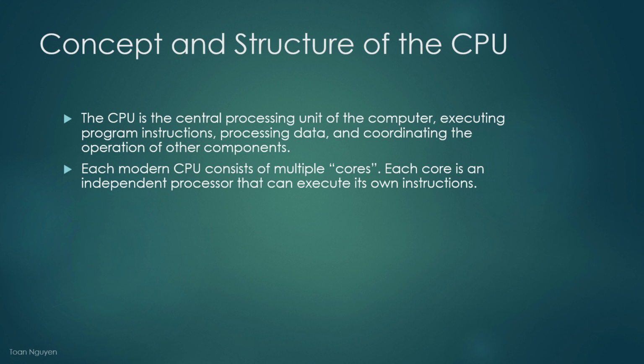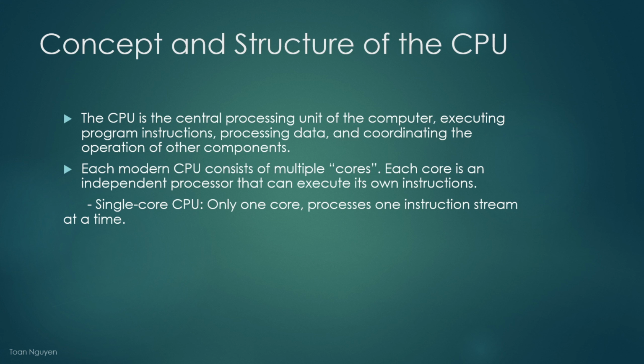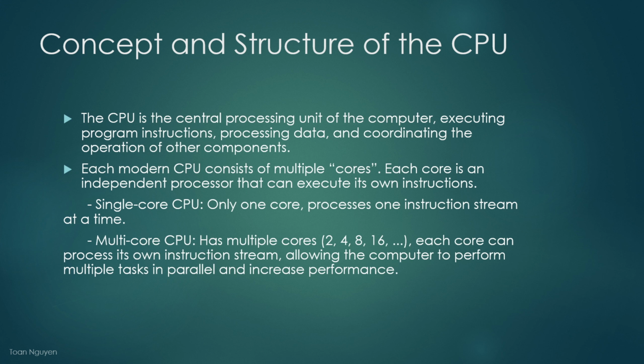A modern CPU contains multiple cores, and each core is an independent processing unit capable of executing its own instructions. A single-core CPU has only one core, so it can execute only one thread at a time. Multi-core CPUs, for example 2, 4, or 16 cores, etc., each core can execute its own tasks independently, allowing the system to run tasks in parallel and significantly increase program performance.